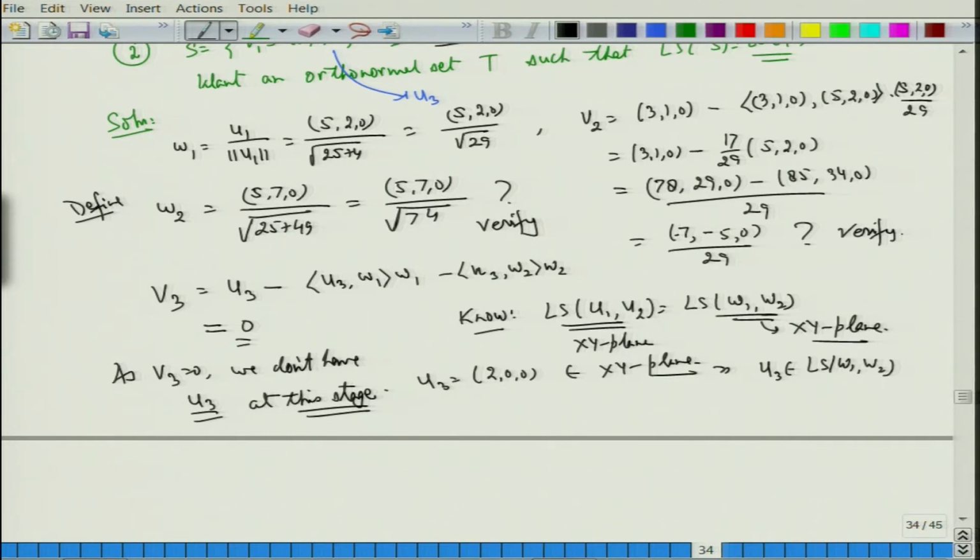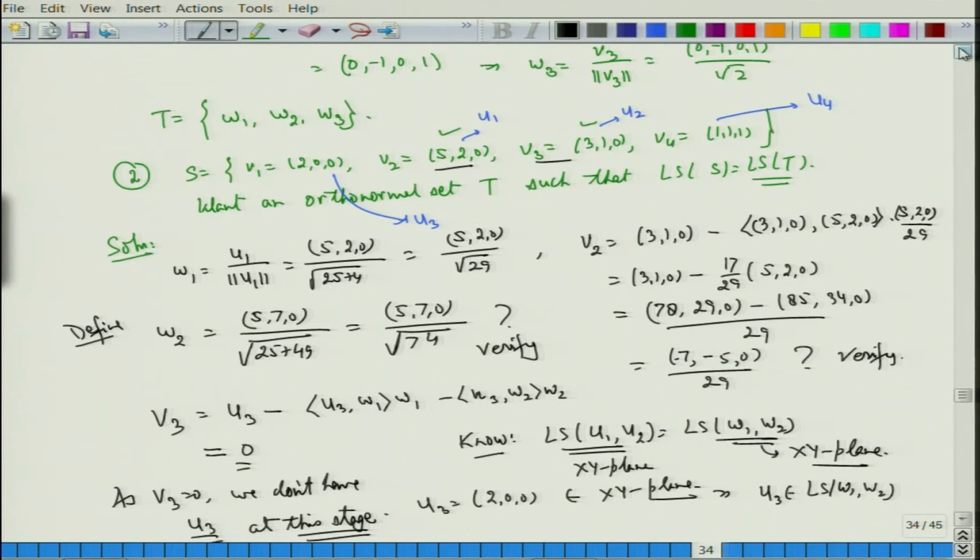This is what you have to be careful about: when you are doing things, if the earlier set was linearly dependent, you will get a corresponding dependence at that stage itself. So U1 and U2 are independent, so you got W1, W2. U3 was dependent on U1, U2, so U3 belonged to the linear span of U1, U2, and therefore the component will be 0 here. That understanding is very important.